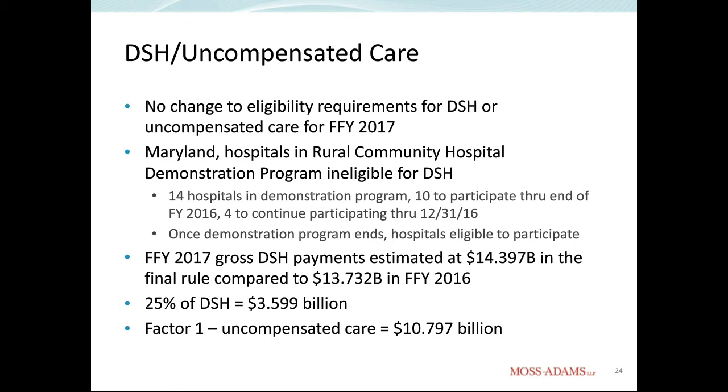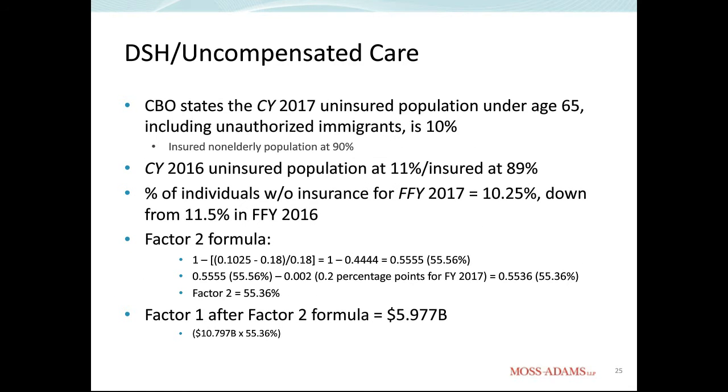Factor 1 is developed basically mathematically. It's 75% of your DISH payment pool, which turns out to be this year $10.797 billion. Factor 2 is developed based upon a mathematical formula. As you can see on the slide, it's very complicated, but basically what factor 2 does is it measures the amount of uninsured patient population compared to a baseline. Last year, the uninsured patient population was determined to be 11%. This year, the CBO is saying for fiscal year 2017, the uninsured population is now 10%.